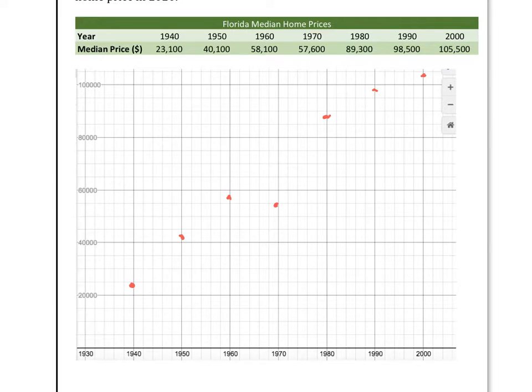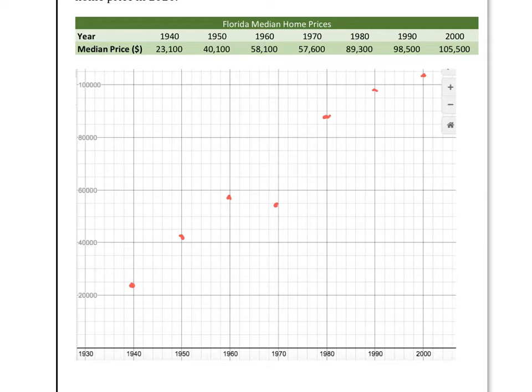So what do you guys think? What kind of trend does this have? Strong positive, definitely strong positive. So what does this data tell us? So the x coordinate is the year. The y coordinate is the home price in Florida. What does that tell us? Yeah, so basically as time goes on, the home prices increase.